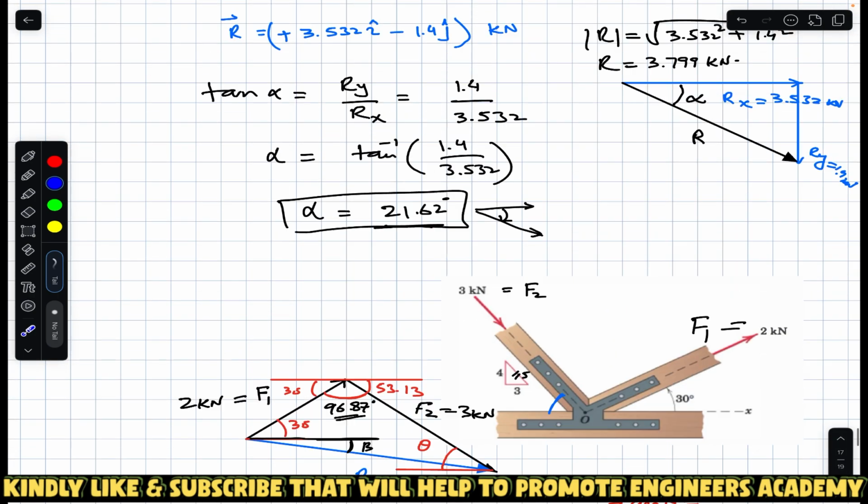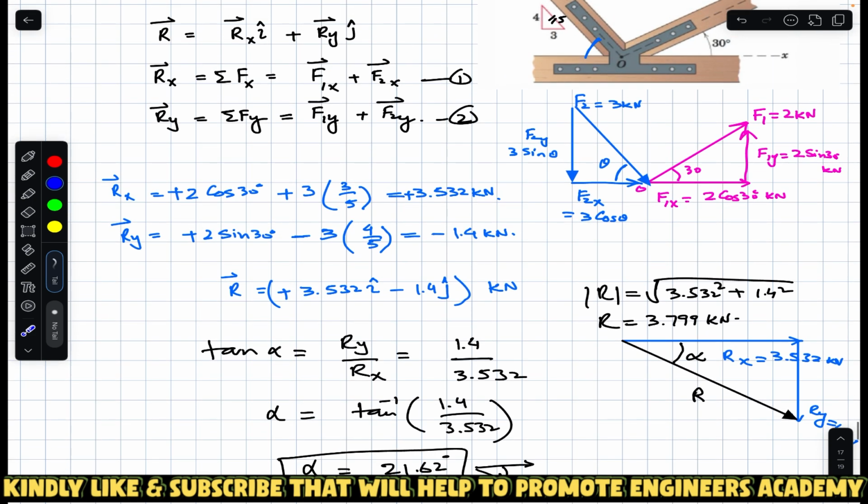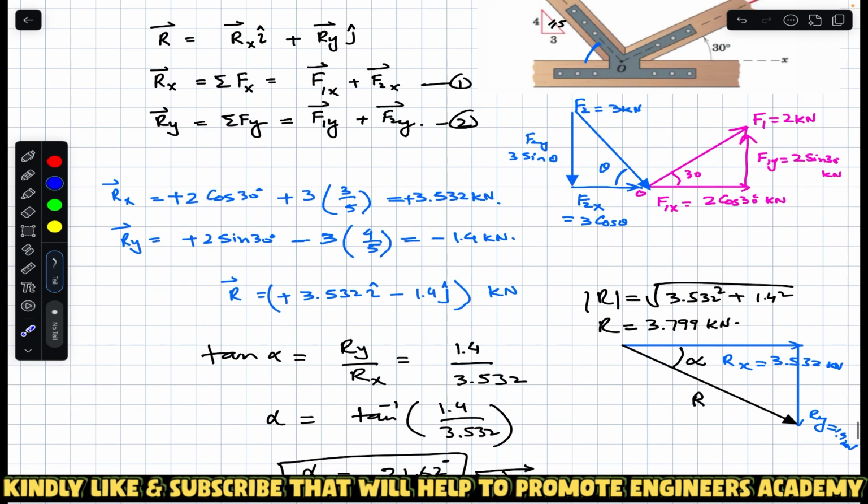The easiest method is to find the solution by using this method, and this method will always give you the resultant magnitude by finding the Rx and Ry components, and then by applying this formula you will be able to find the angle of the resultant. So this is the solution of this particular problem.